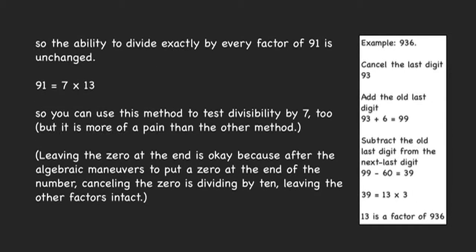So the ability to divide exactly by every factor of 91 is unchanged by this process. 91 is 7 times 13. So you can use this method to test divisibility by 7, too, but it is more of a pain than the method I showed you earlier. By the way, leaving the 0 at the end is okay because after the algebraic maneuvers to put a 0 at the end of the number, canceling the 0 is dividing by 10, leaving the other factors intact.